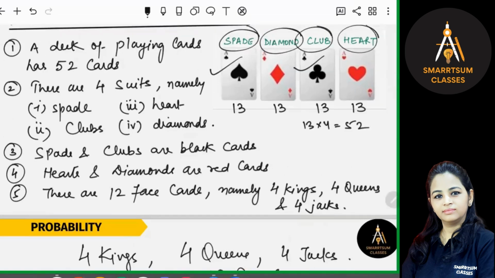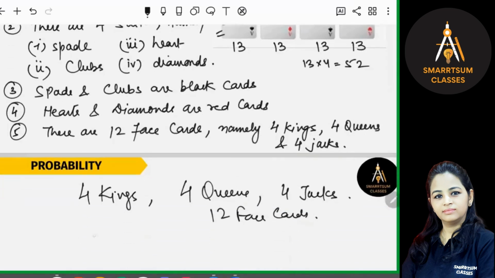The card shown here in the figure, A, is the ace. So there are four aces. So that's how these are some things about playing cards which we should know before doing questions in probability on this deck of cards.